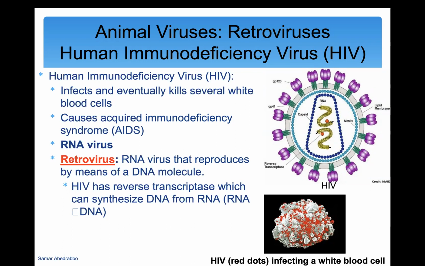HIV is a prevalent virus, and it's a virus that infects and eventually kills white blood cells. White blood cells are basically our immunity. So as the count of white blood cells goes down, you lose your immunity over time, and you can develop something called AIDS, which is acquired immunodeficiency syndrome.